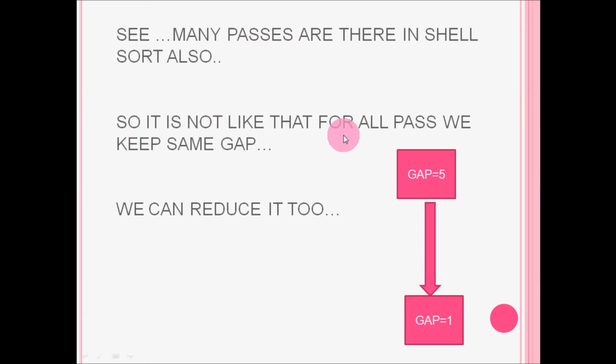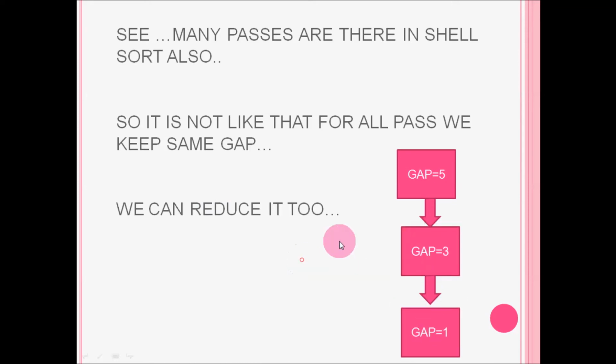So it is not that for all passes we keep the same gap. If I keep the gap of 5 once, I can reduce it afterwards. Means if a 3-pass algorithm is there, for the first pass I have used the gap of 5, for the second pass the gap of 3, and for the third pass the gap of 1. Means I am decrementing the gap by 2 every time.